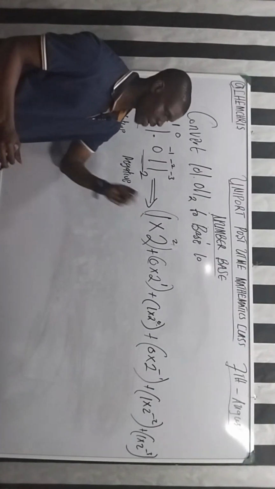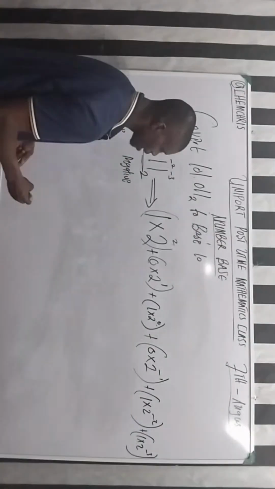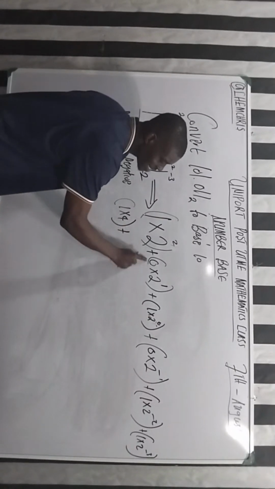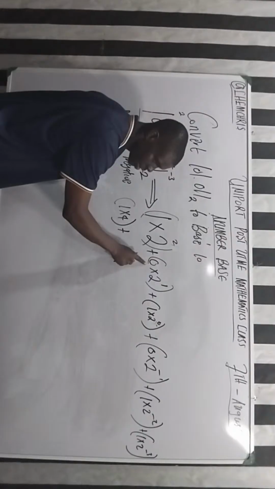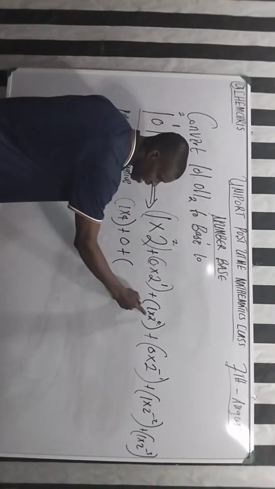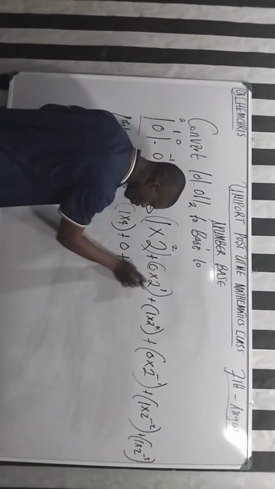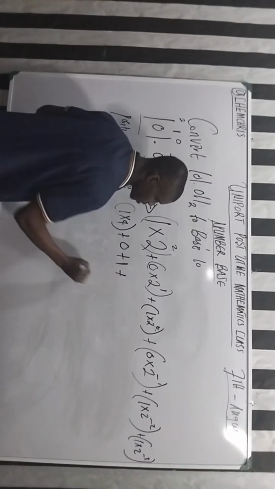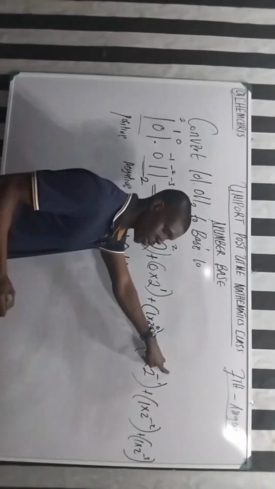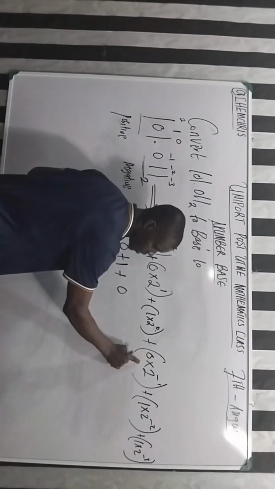So remember, 2 raised to the power 2 is 4, because 2 times 2, right? So it's going to be 1 times 4, plus. Remember, anything multiplied by 0 is 0. Do you understand? So here is going to be 0, plus. Now remember, 2 raised to the power 0 is 1. 1 times 1 here is 1. Plus. Now here is going to be 0, because 0 times 2 to the minus 2 is still 0. So here we have plus 0.